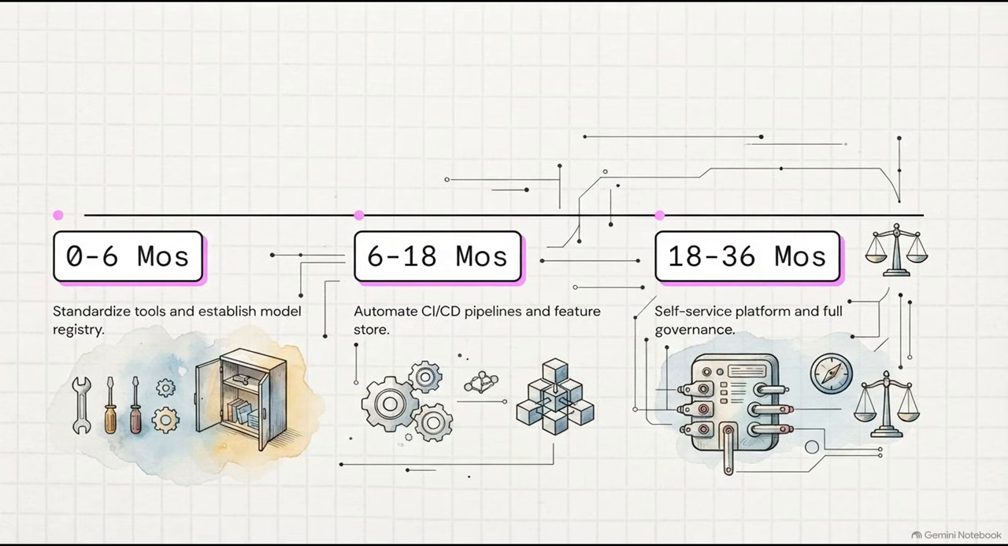And this brilliantly illustrates a concrete 3-phase blueprint for establishing a centralized platform team model over a 3-year period. Months 0 to 6 are all about Phase 1, standardizing tools and establishing that crucial registry. Months 6 to 18 shift the focus to Phase 2, automating pipelines, CI/CD, and the feature store. And then months 18 to 36 culminate in Phase 3, a fully self-service platform backed by a strict governance framework.